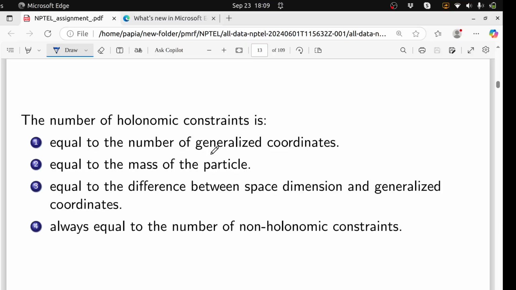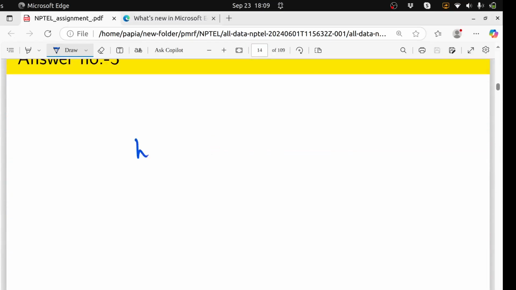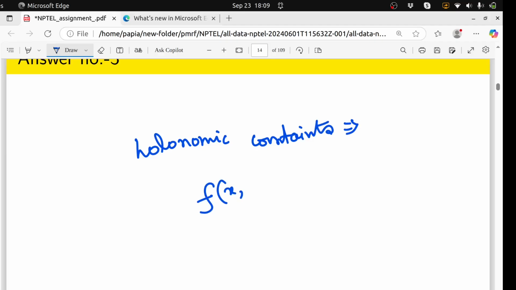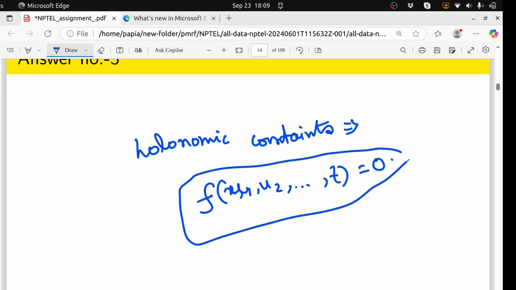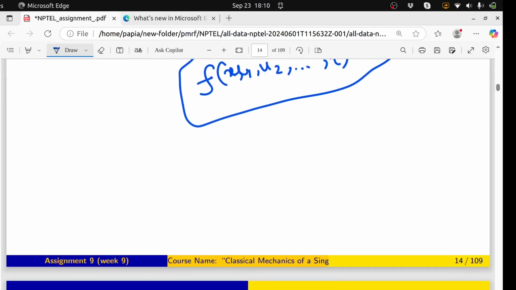So what are the holonomic constraints we are talking about here? Let's say f(u1, u2, t) equals 0. This is the function, the holonomic constraint equation. There will be some u1, u2, and these are the generalized coordinates.